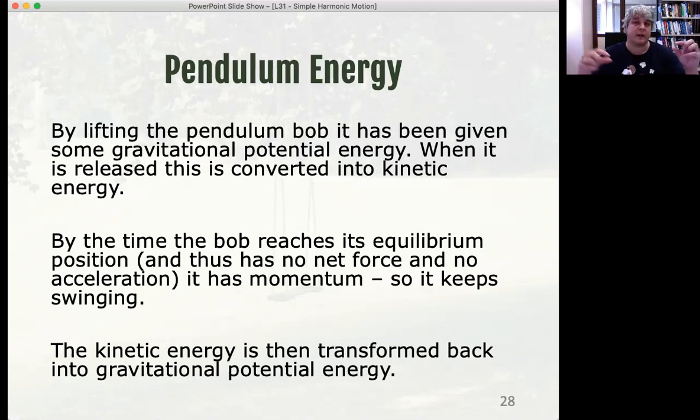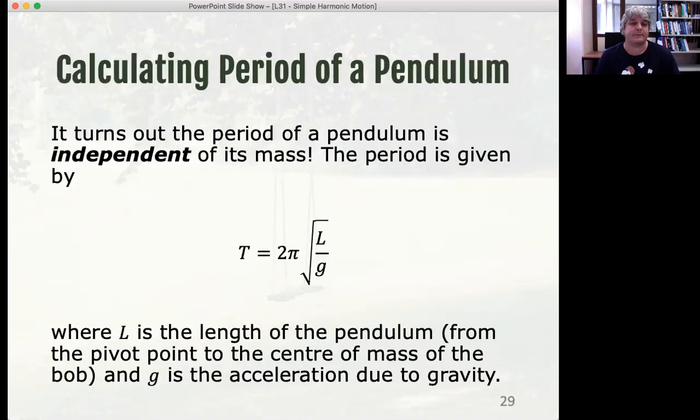So you get this gravitational potential into kinetic, back into gravitational potential. Same idea as we had with the mass, but obviously with a different form of potential energy. And so it will keep swinging that way.